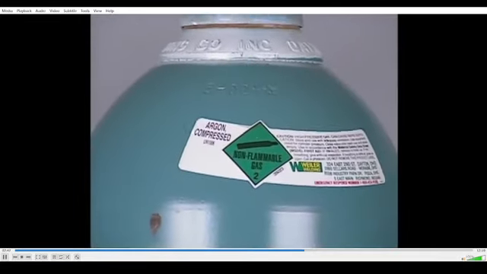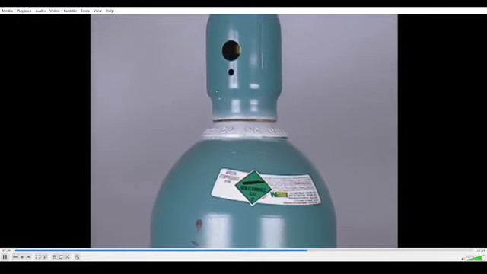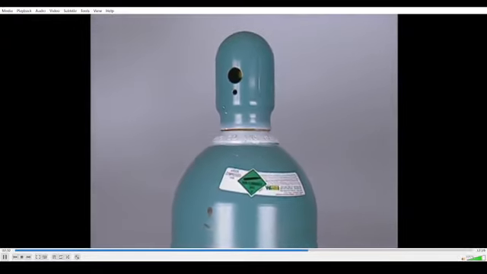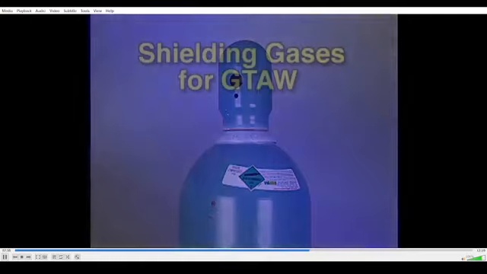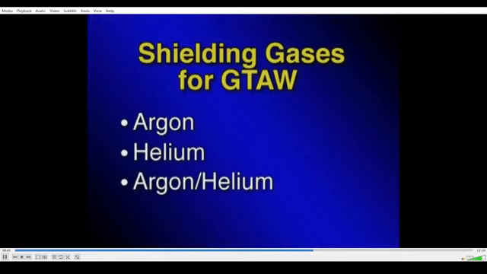Gas tungsten arc welding uses an inert shielding gas to protect the weld puddle, filler rod, and the electrode from oxidation during welding. Argon is the most commonly used shielding gas, followed by helium. Argon and helium are often mixed in different ratios to produce specific arc characteristics.